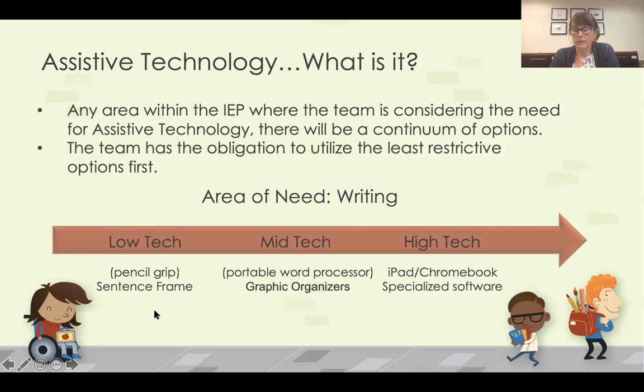For writing, there are various tech options, and for writing we have the motor aspect of writing and the composition aspect of writing. So for the motor aspect, which is what OTs like to work on, there's the pencil grip, using typing, and using Chrome extensions or iPad apps. And then for composition, sentence frames, graphic organizers, and then specialized software, Chrome extensions, etc.